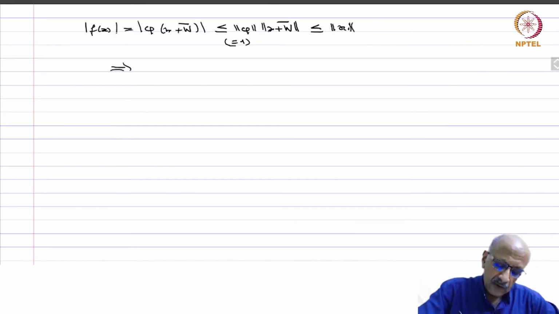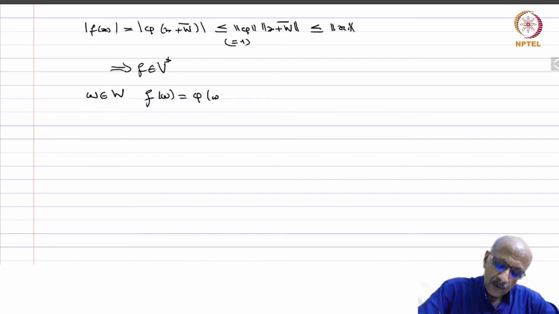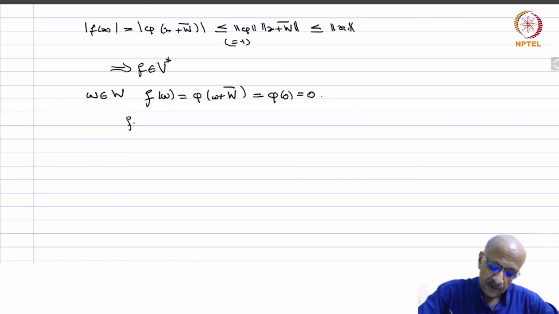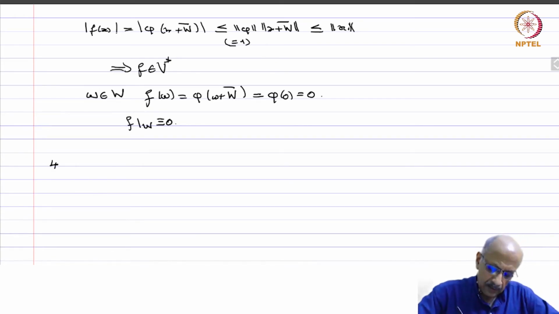Therefore f is continuous, so f belongs to V star. And finally, if W is in W, we have f of W equals phi of W plus W bar, but this is the 0 element in the quotient space, and therefore phi of 0, and that is 0. Therefore f restricted to W is identically 0. So this proves the version using the next exercise.